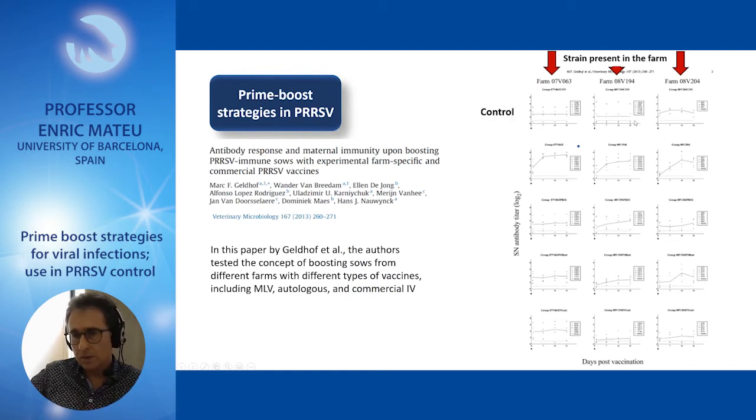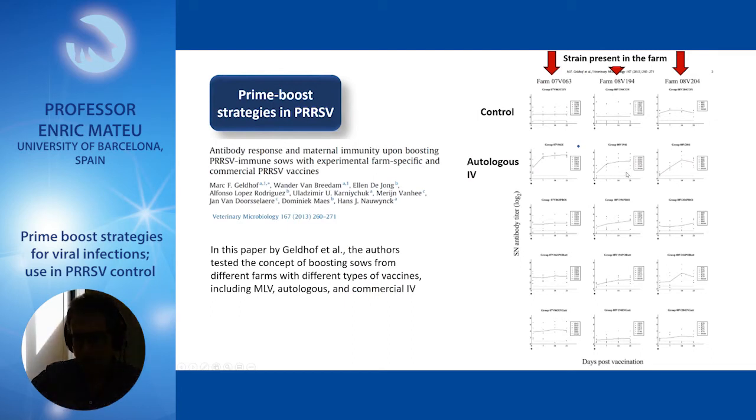When they used a control, placebo, there was very little change from the beginning after the administration of the control. When they used an autologous inactivated vaccine, the result was a clear booster for the 3 farms. That makes a lot of sense. I mean, the administration of the inactivated vaccine made with the virus circulating in the farm boosted the immunity of the animals that had been in contact with that strain.